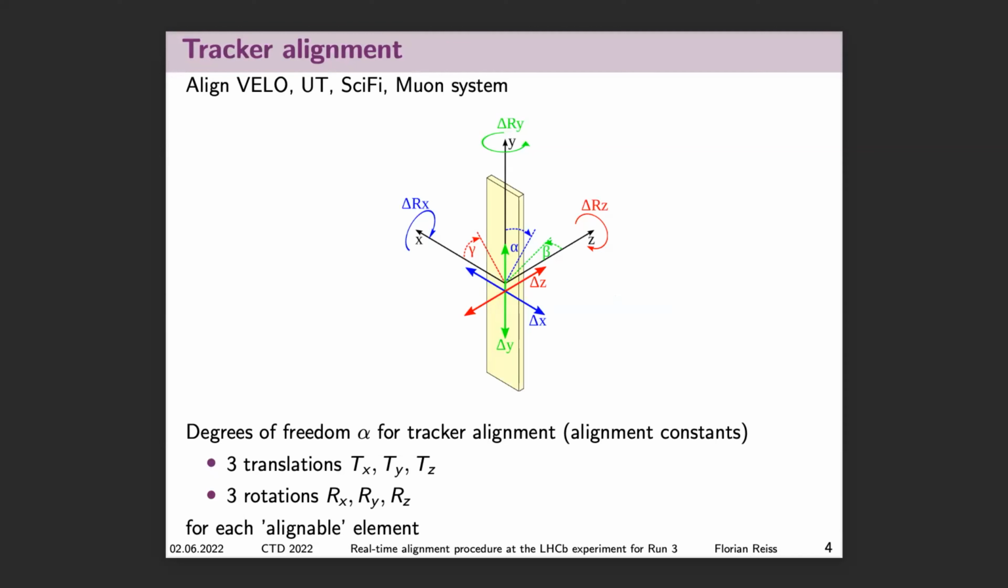So we align the different parts of the tracking system for different degrees of freedom, namely the three translations in X, Y, and Z, and three rotations in X, Y, and Z, as sketched here. And this we do for each alignable element, which are the subcomponents of each detector, and these are commonly called the alignment constants.